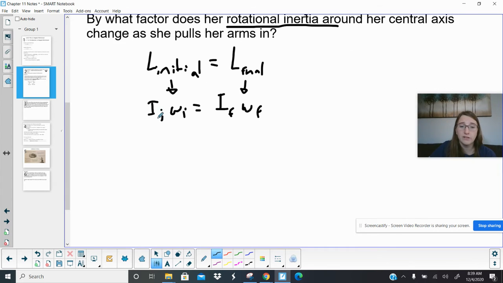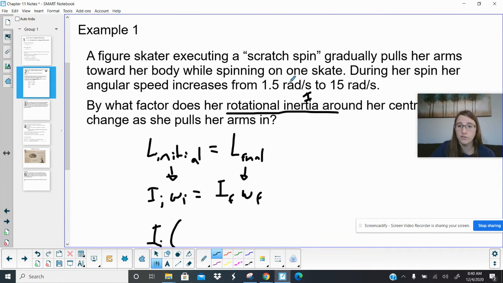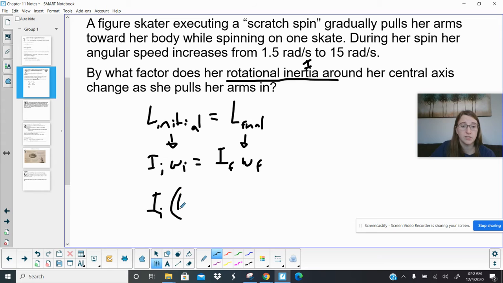Now, we don't know the formula for her inertia, but that's okay. We're going to go ahead and leave it as is. We do know that her initial angular velocity was 1.5 radians per second. Already radians per second. And again, we don't know her final, but that wasn't what the question was asking. The question is, how does her inertia change, not what is her inertia? So we're fine there.